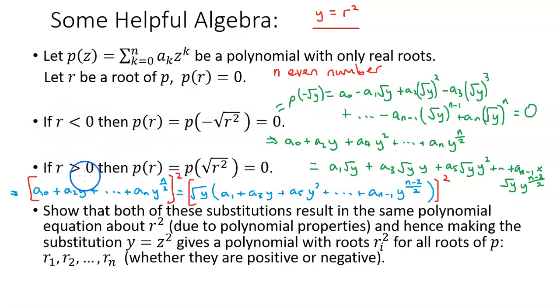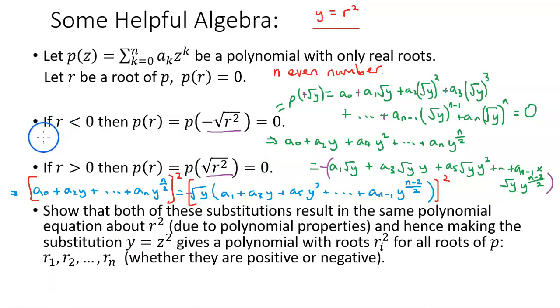Now for the case where r is bigger than 0, we don't really have to do anything different. All we have to do is observe that these negatives would go away and they would become positives. And then so when we brought everything to the other side down here, those would all be negatives, and so there would just be a negative square root of y that was factored out. But of course, when we square it, it doesn't matter whether the negative is there or not. So both of these substitutions, negative square root of r squared and square root of r squared, they both give us the same polynomial.